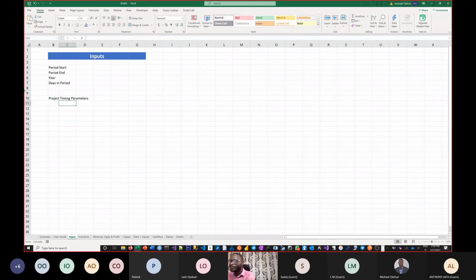Okay. So for the project timing parameters, when is the model start date? The model start date, this project finance model, when is the start date? Or should we say project start date? Project start date. Okay. All right. So then what is the model period that we're going to use? So what model period are we using? Are we using monthly, quarterly?